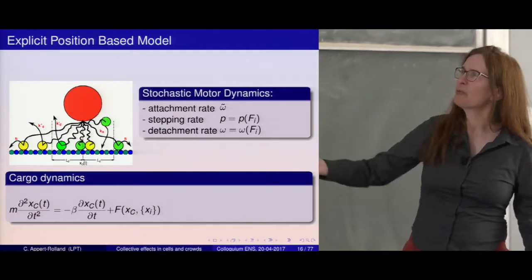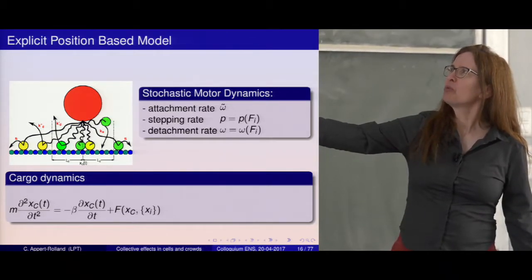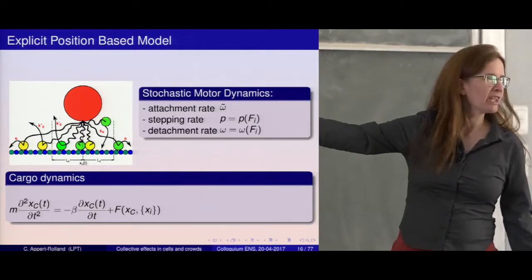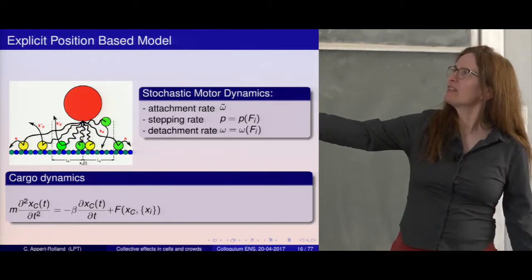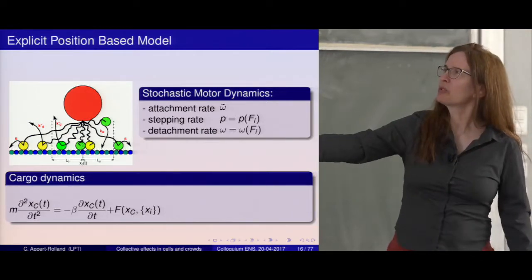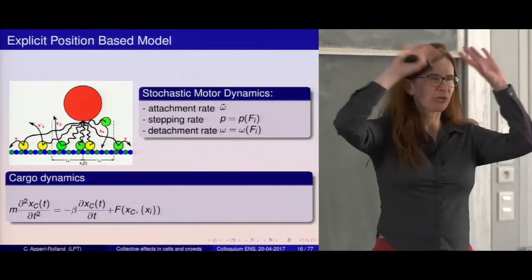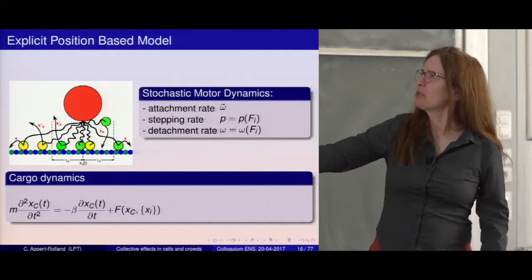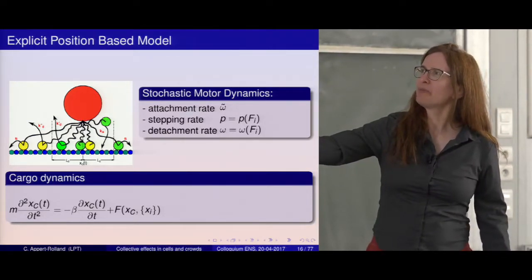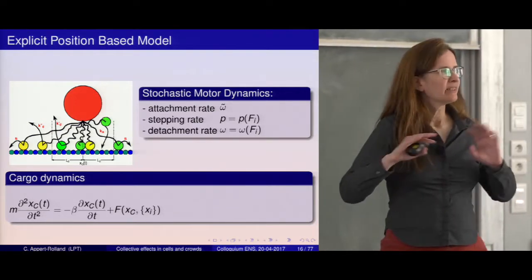And the dynamics is the following. You have a stochastic dynamics for the motors, where they attach, step, and detach with some rates. And these rates depend on the force that they feel. And then you have the cargo dynamics, where you have a friction force due to the surrounding medium, and you have the sum of all the forces exerted by the little motors. So you have two coupled dynamics.